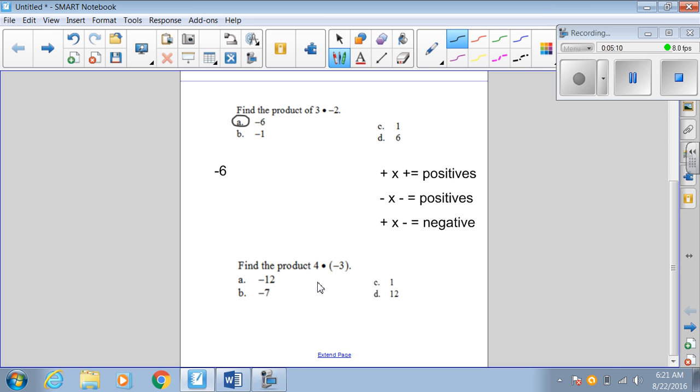And going on and using that same thing for number 5, it says find the product 4 times negative 3. Once again, positive times a negative is going to equal a negative. So that means I can come over here, and once again, I'm sure myself that it's going to be a negative number, and 4 times 3 we know is 12, so my answer is going to be negative 12. And if we look at our options, we see that once again A has to be the correct answer. So we'll circle A.